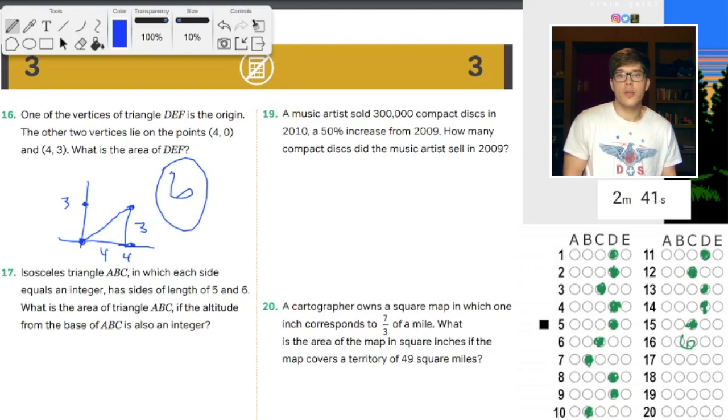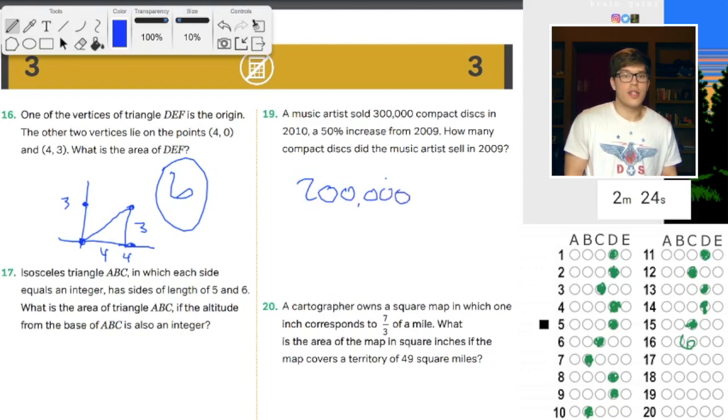Okay, 19. A music artist sold 300,000 CDs in a 50% increase from 09. How many compact discs did the music artist sell in 09? Well, that's easy. That's just 200,000.